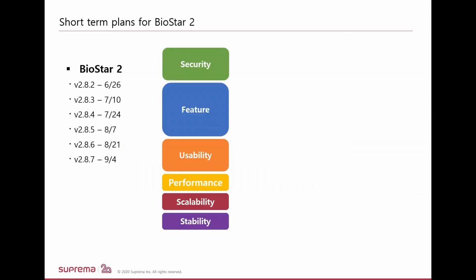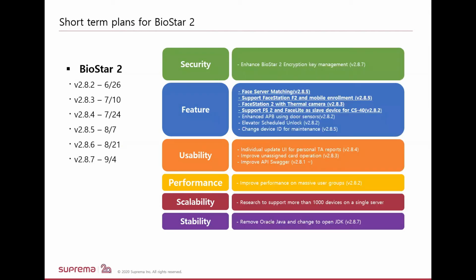So these are the 6 categories that I've mentioned, and these are the plans. If you go through security first, as I said, we do the new encryption for BioStar 2 with sensitive data, but we also have the need to increase the security with an enhancement of the key management, so we're trying to apply it in 2.8.7.